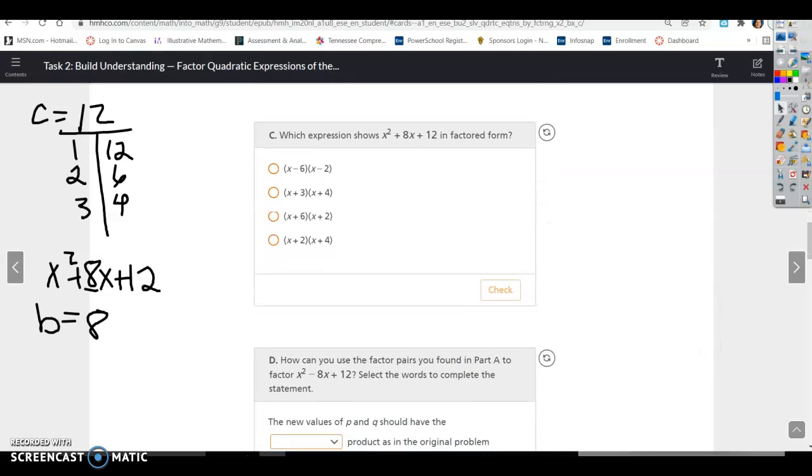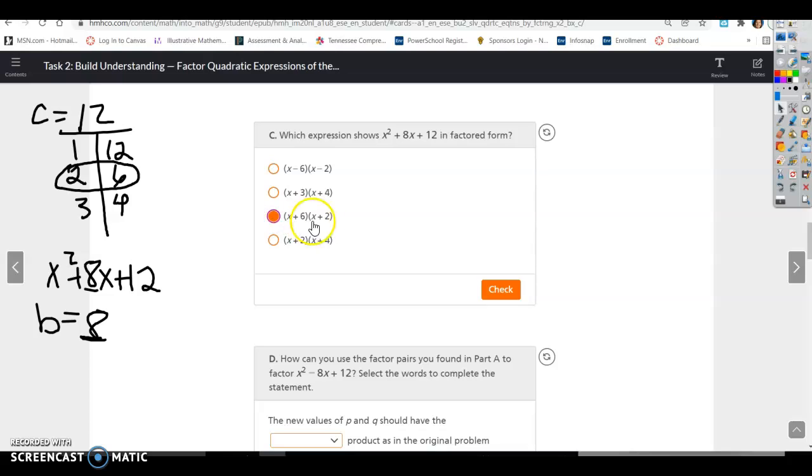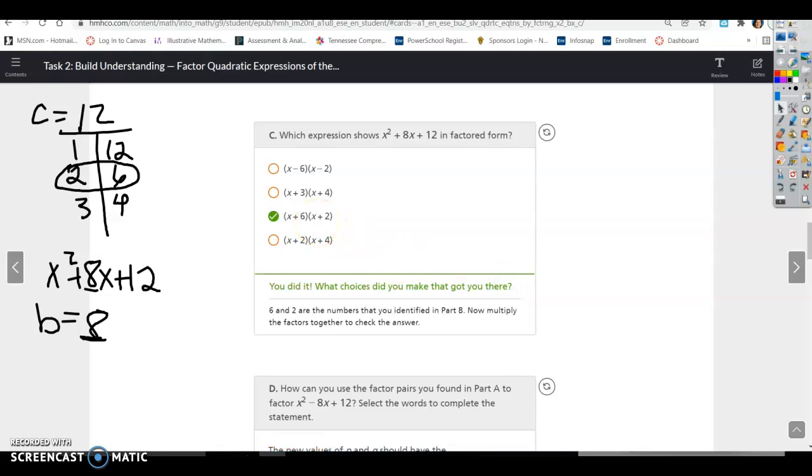Which expression shows x squared plus 8x plus 12 in factored form? We said that 2 times 6 multiplies to give us 12, and 2 plus 6 adds to give us 8. So our factors will be x plus 2 and x plus 6. The order of the factors does not matter. The sign matters and the numbers matter. Since both of these have positive signs, it will be positive signs in the factors as well.